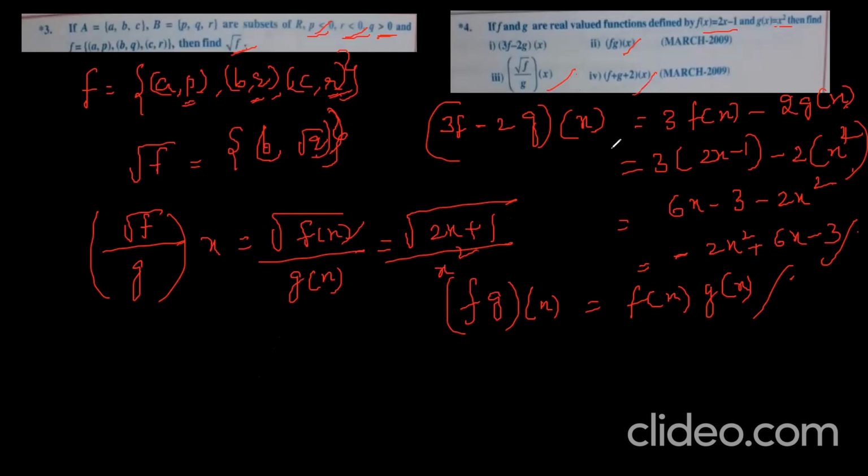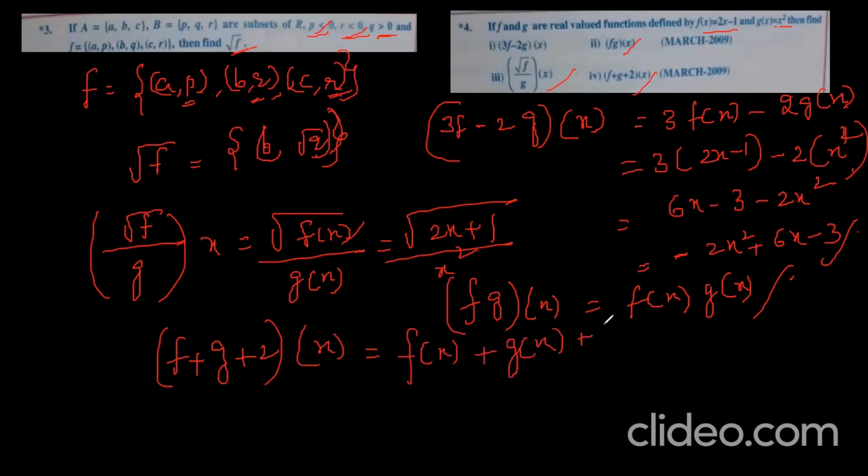Say next f plus g. This one is important. F plus g plus 2 of x, which is equal to, what is the meaning? F of x plus g of x plus 2. You substitute the values and you will get the answer. X square, that is 2x minus 1, plus x square minus 2. That is x square plus 2x minus 3.